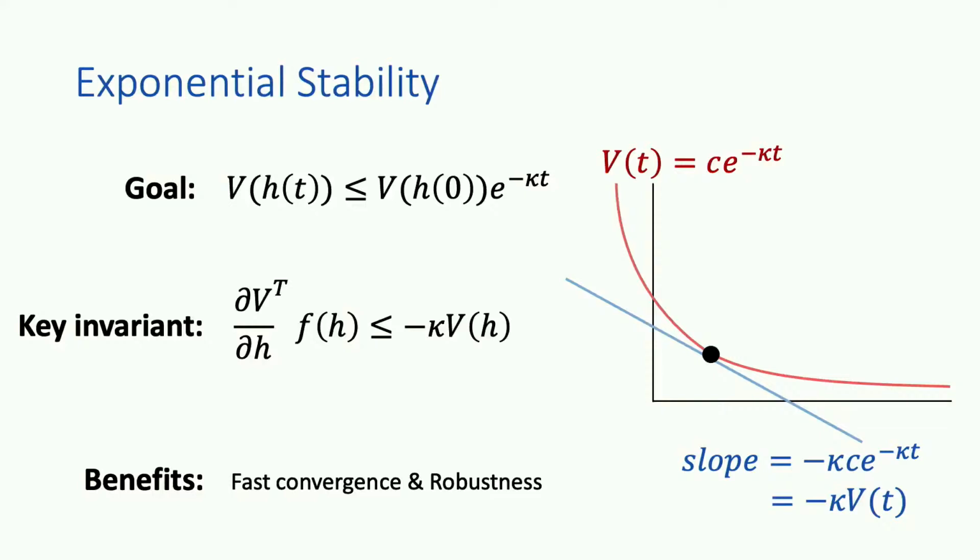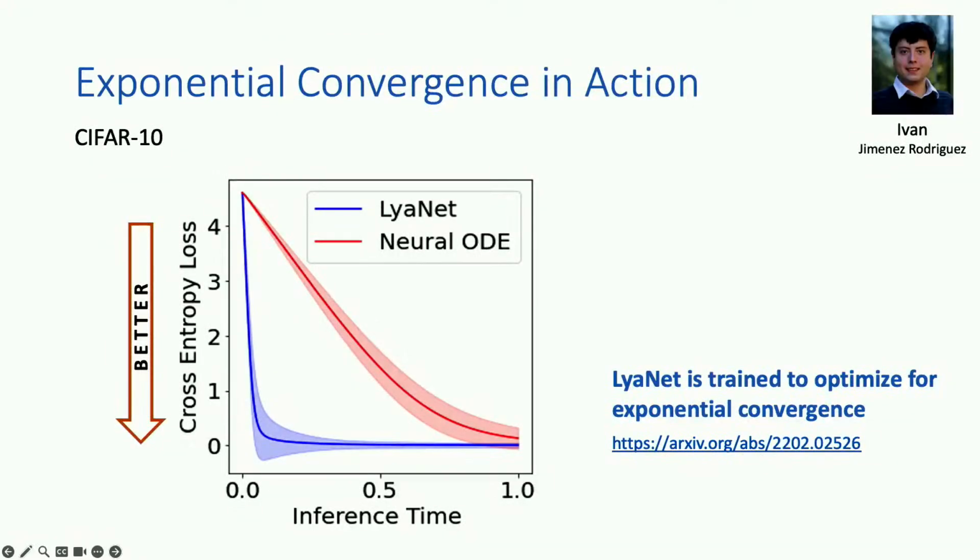Okay, so this is just a pretty standard property people use in control theory. If you can show that the ODE dynamics satisfy this property within the state space that you care about, you get fast convergence and adversarial robustness under certain types of adversarial robustness. And so here's an example of adversarial exponential convergence in action. So the x-axis is inference time, 0 to 1. The y-axis is cross-entropy loss for CIFAR10. So we're just doing this for image classification just to showcase the presentation. And then the normal neural ODE trained using backprop is in red, and then our approach, LyaNet, trained using Lyapunov loss, which I'll describe in a moment, is in blue. And it's just a demonstration of exponential convergence in practice.